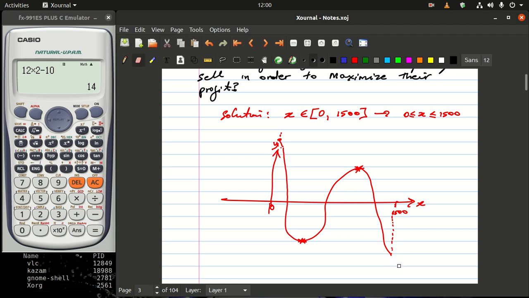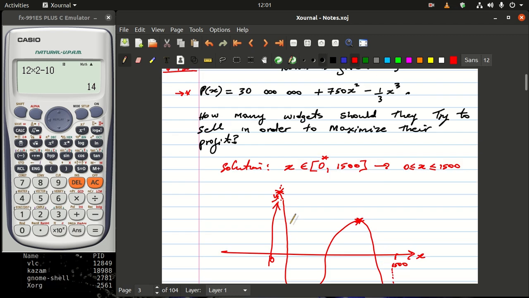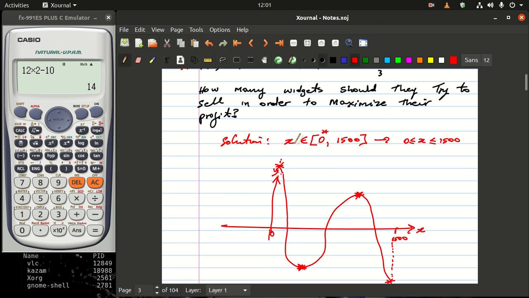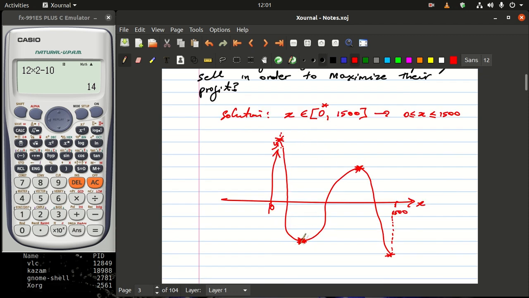So if I am looking for a maximum value, I have to check the value here, which is the beginning or the end point of this domain. I also have to check this point here, and the end points. The value that is highest is going to be the maximum value, and the value that is lowest is going to be the minimum value.